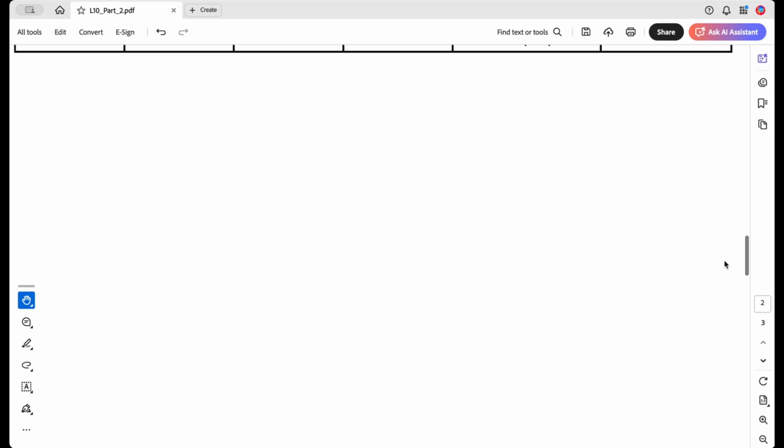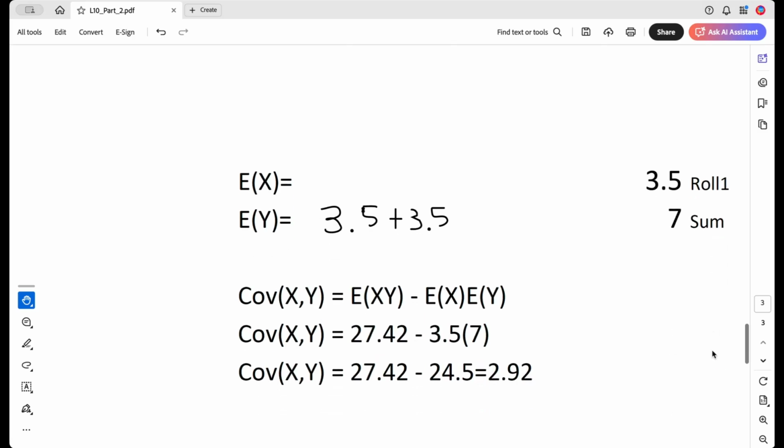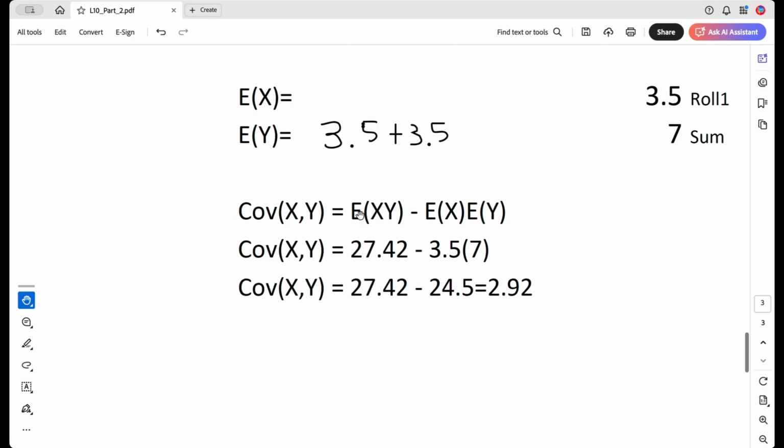So now we're going to calculate the covariance. So the covariance formula is expected value of xy minus e of x times e of y. Now we just calculated the expected value of xy. It's 27.42. The expected value of x, it's a single die. Roll 1 is a single die. We did that already, and that is 3.5.